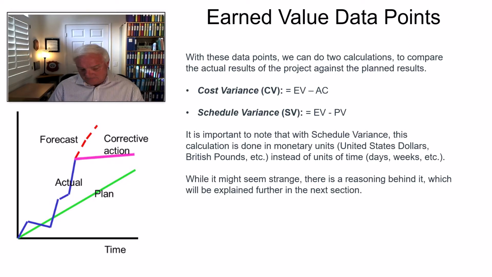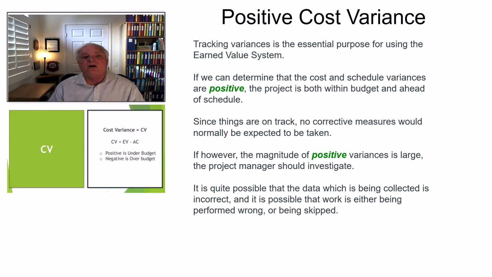Okay? Let me go ahead and jump into talking about positive cost variance. What does that mean? A positive cost variance is a good thing. If we can determine that the cost and schedule variances are positive, the project is considered both within budget and ahead of schedule. This is a wonderful position to be in. 99% of the project managers that are out there rarely are in this position. When you are, you typically don't get additional scrutiny, especially if you can monitor and measure and see that you're going to come across the finish line still in a positive position.